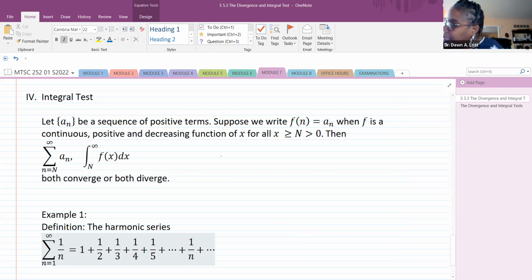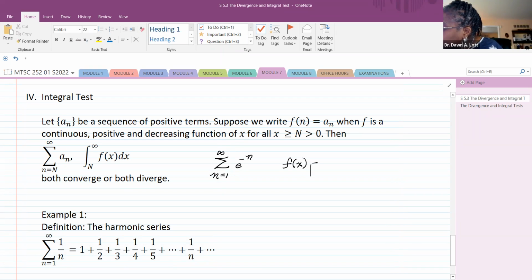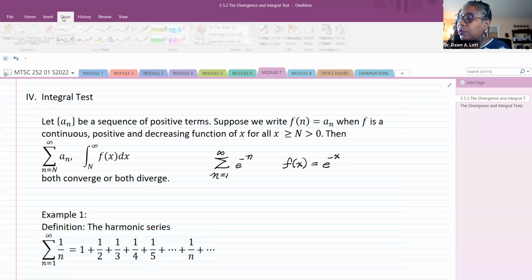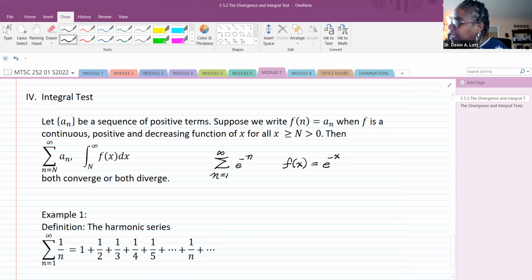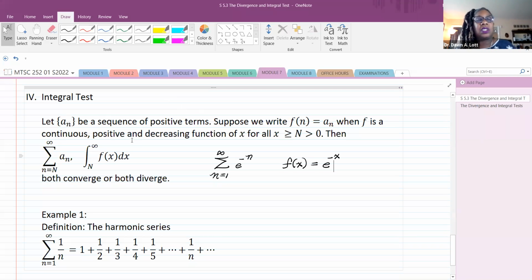So if we have the sum from n equals 1 to infinity of e to the negative n, then our function f of x will be e to the negative x. So that's what I mean. Whatever value we have for a sub n, we're going to transform it into a function. Okay, so when we do that, this function is a continuous, positive and decreasing function.